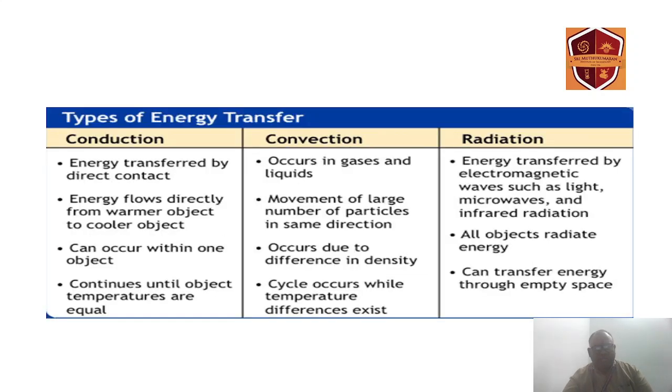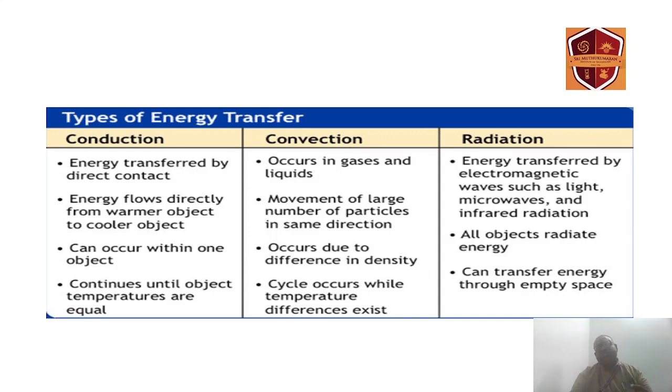So now we come under the three modes of heat. How is heat transferred? Heat is transferred in three ways: conduction, convection and radiation. It's called the three modes of heat transfer. In conduction, in simple words, it's solid to solid contact, that is, energy transferred by direct contact, which can occur with one object and continues until the object temperatures are equal.